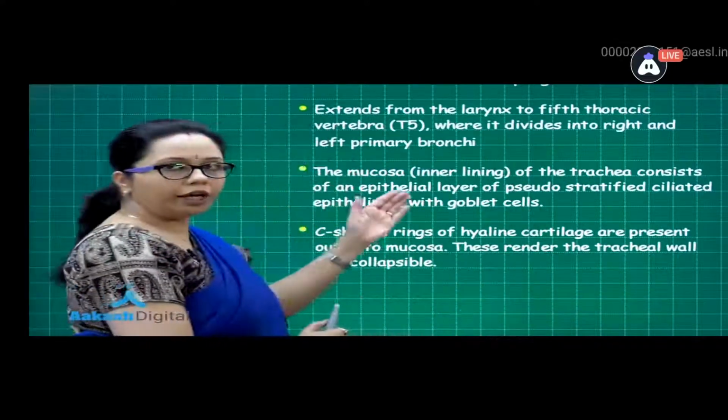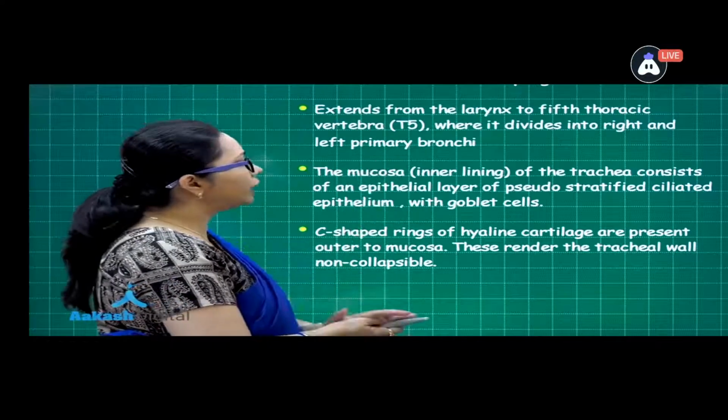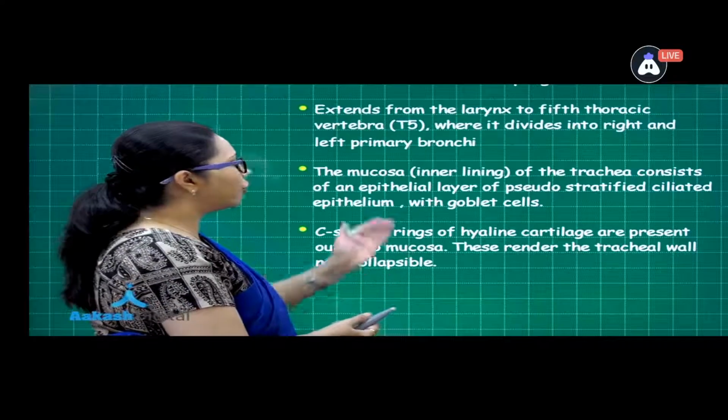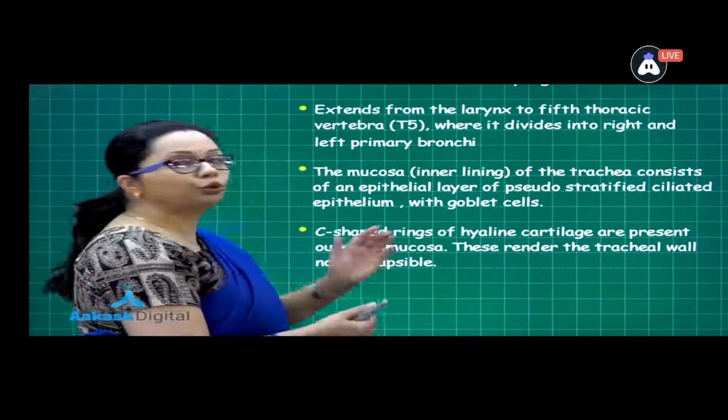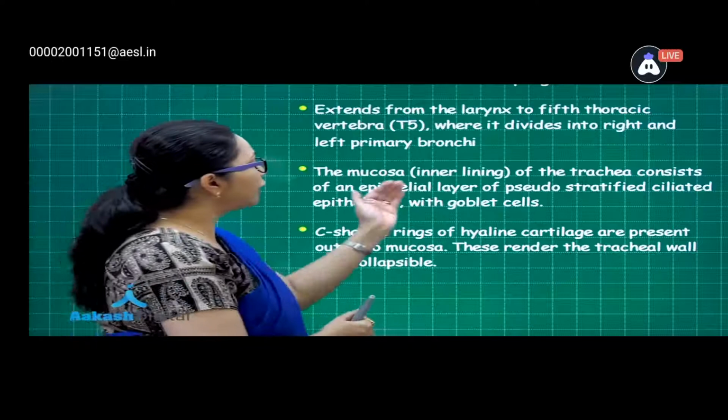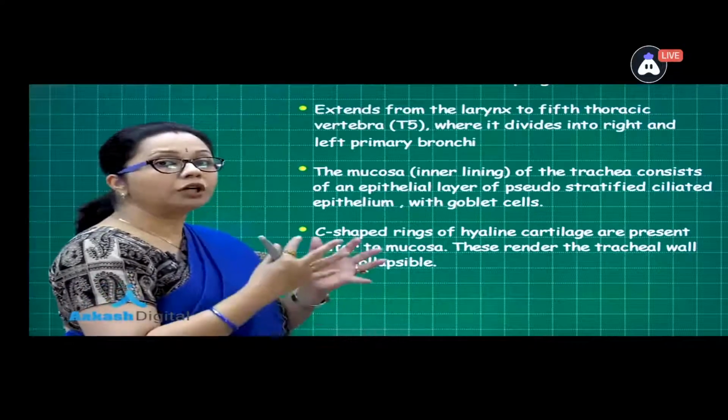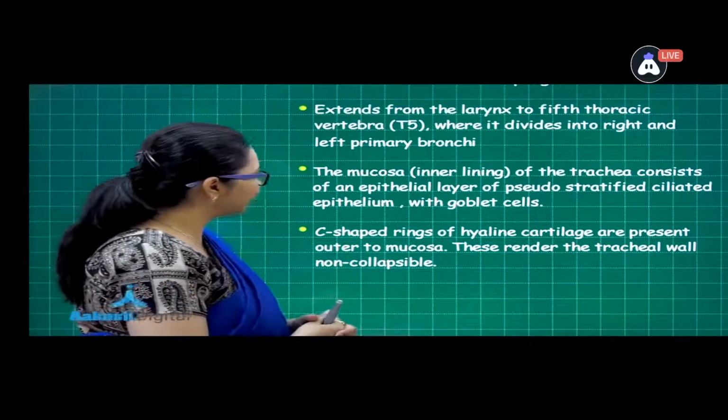And the inner lining of trachea, the mucosa, again that is called mucosa. Mucosa, or the inner lining of the trachea, consists of an epithelial layer which is having ciliated pseudo-stratified epithelium with a number of goblet cells. That means mucus secreting cells are present.